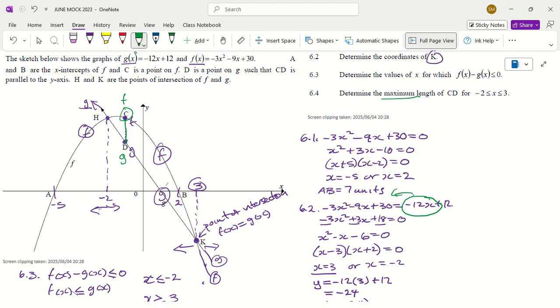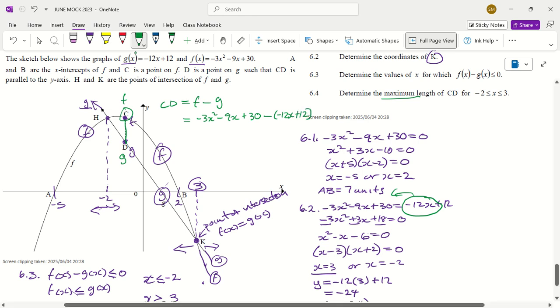And these two graphs, if we want to find the distance of CD, we would say that it is the y value of f minus the y value of g. And the y value of f is what? Is given by the equation -3x squared minus 9x plus 30. And then the graph of g is given by what? -12x plus 12.